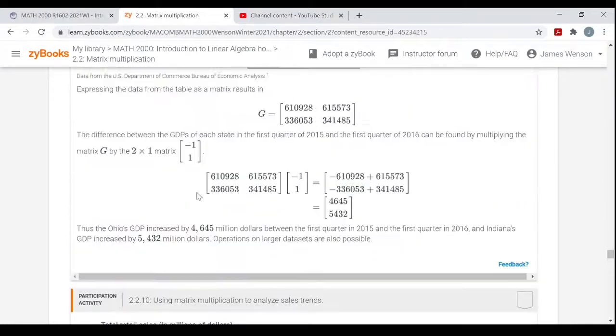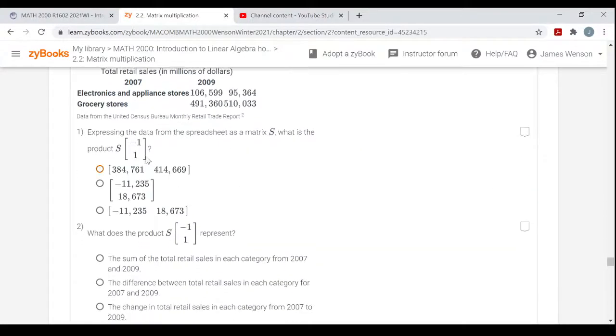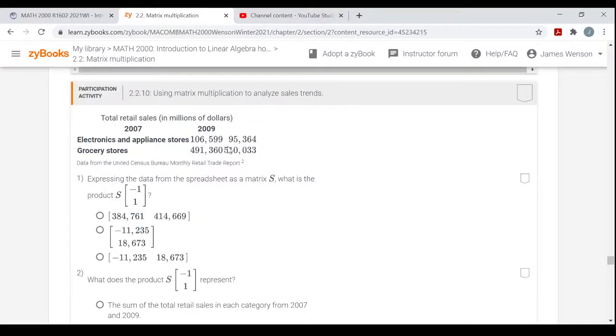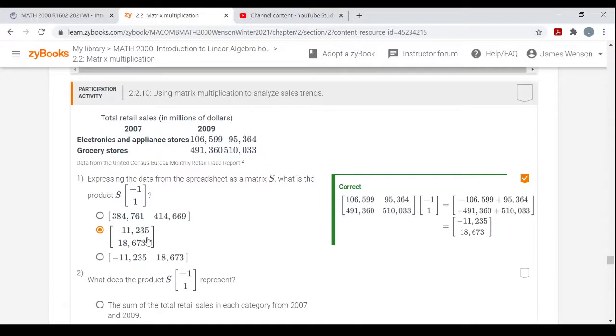So this is kind of like up here with the G times negative 1, 1. All this is going to give me is, it's a 2 by 2 times a 2 by 1. It'll give me a 2 by 1. So the only one that actually matches the sizes is the second one. It's a 2 by 1. And you see that these values are just the differences. It's just the opposite of the first value in the row plus the second value. So basically it's the second value minus the first value.